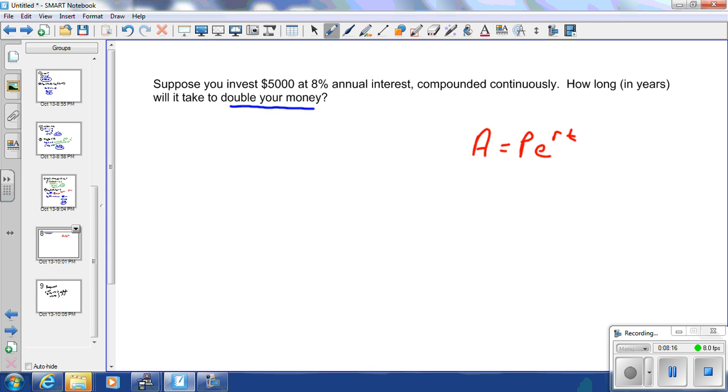If I'm talking about doubling my money, I start with 5,000. That means I'm going to end with 10,000. The interest rate is 8%, so I write 0.08 times t. Well, when I divide, regardless of what dollar value I started with, I didn't even have to tell you what I was going to start with. You could start with $2 and this problem's going to work out the same because you're going to double it. When we divide over, regardless, we're going to get 2 if we're talking about doubling our money.